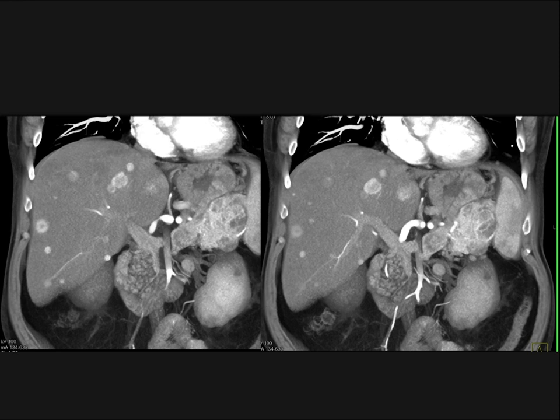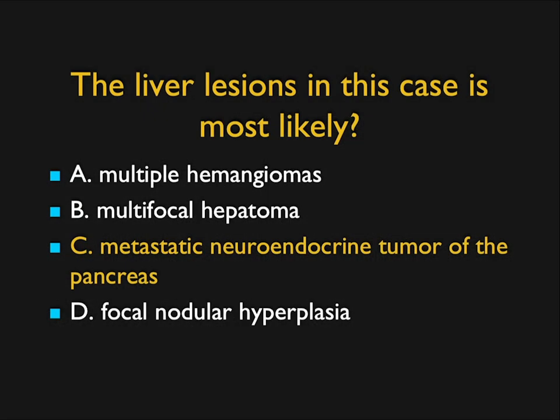Now, if I didn't have the pancreas, I still would worry about metastasis. It doesn't look like FNH because there's sort of rim enhancement and central low density. It's not hemangiomas because you don't have puddling. Theoretically, it could be multifocal hepatoma, but the patient's liver is not cirrhotic, and this was a metastatic neuroendocrine tumor of the pancreas.